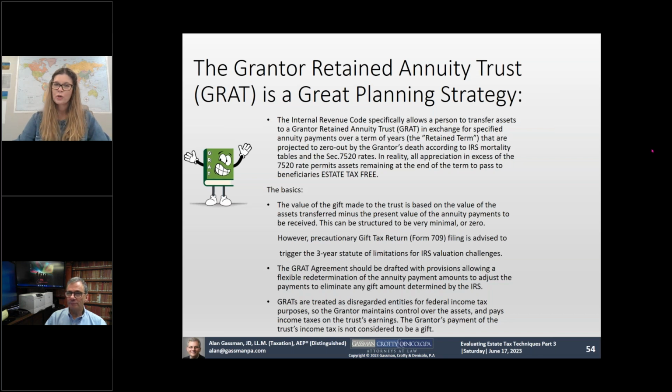If the grantor dies during the term, in theory, all of the GRAT assets should be included in their estate, but it can be easily avoided. It can be remedied by transferring that in a marital tax deduction scenario, or it can be set up to be zeroed out, like the Walton Grantor Trust. You can have formulas in the document of the trust to allow the annuity amounts to be redetermined.